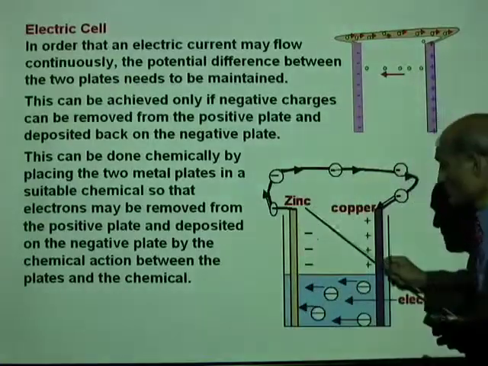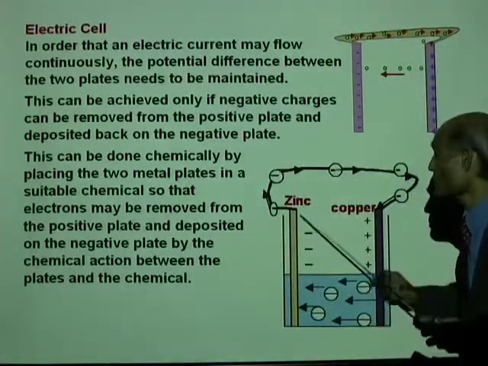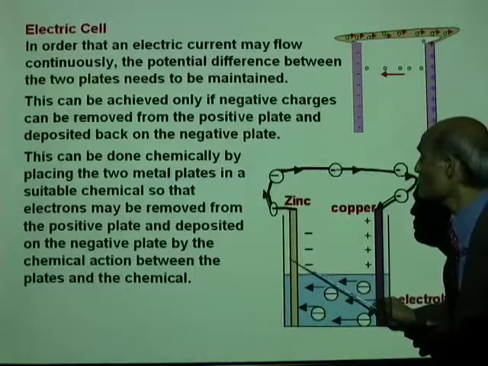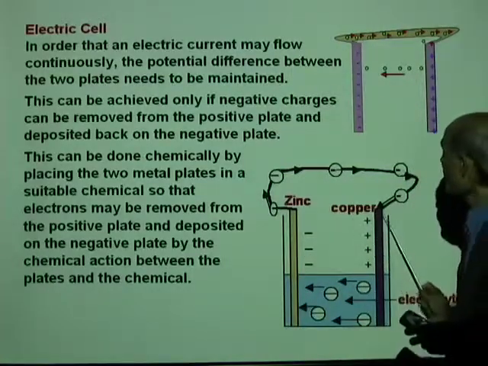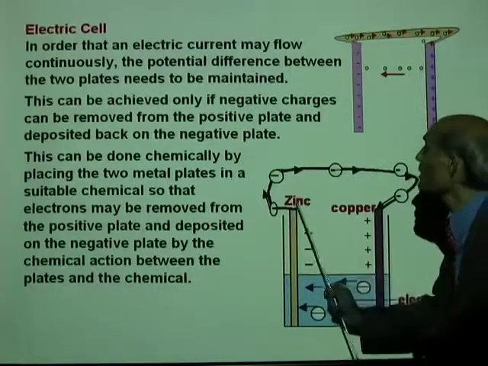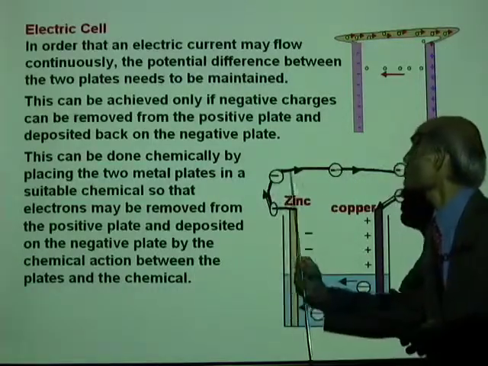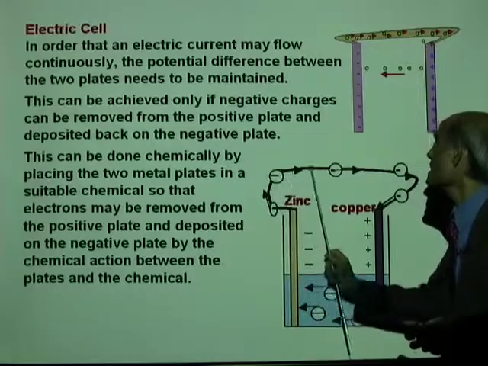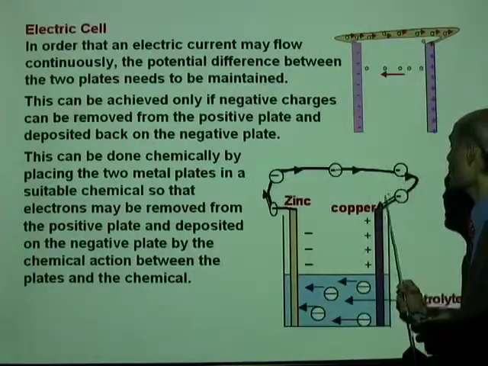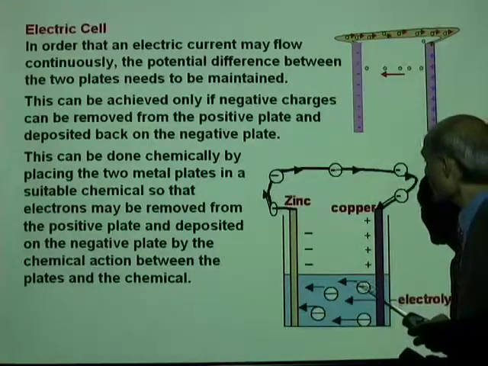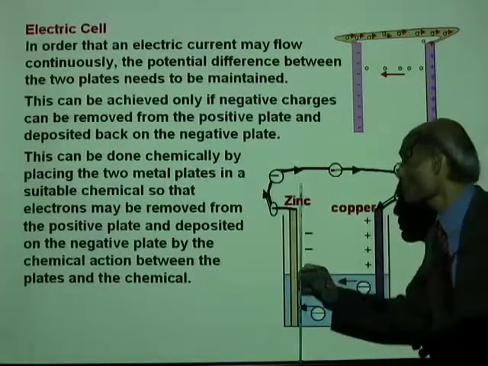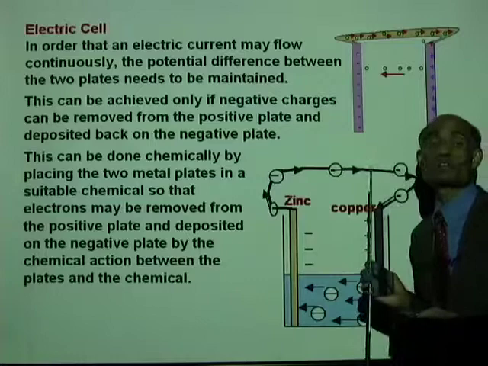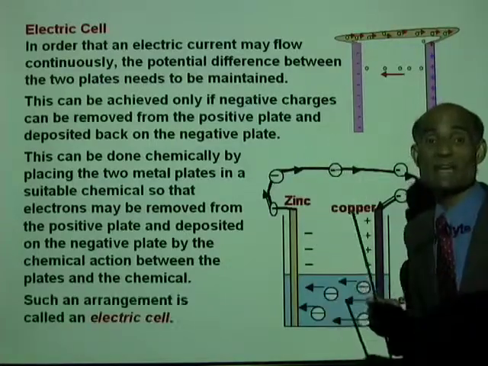Now, here is the situation I showed you. This is the zinc, that is the negative plate. Copper, that is the positive plate. When you connect them externally, negative charges will move from zinc to copper externally and from copper to zinc internally, so that the potential difference between the two electrodes is maintained.